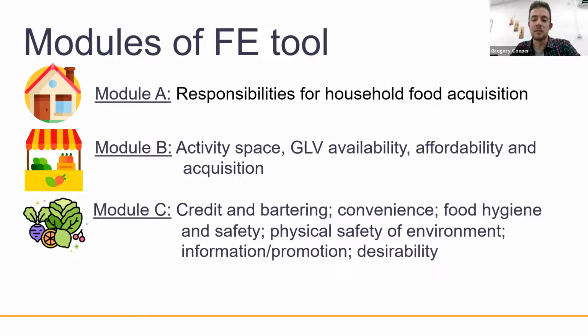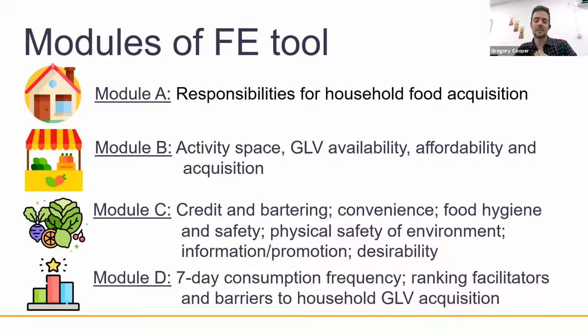From here, we then look at the individual domains, and that's around understanding how the participants interact with different payment and acquisition approaches, and how they perceive the importance of convenience, food security, food safety, and physical security of the market environment, for example. In other words, how the participants perceive the importance of these towards their interaction with the activity space and the way they go about acquiring GLVs.